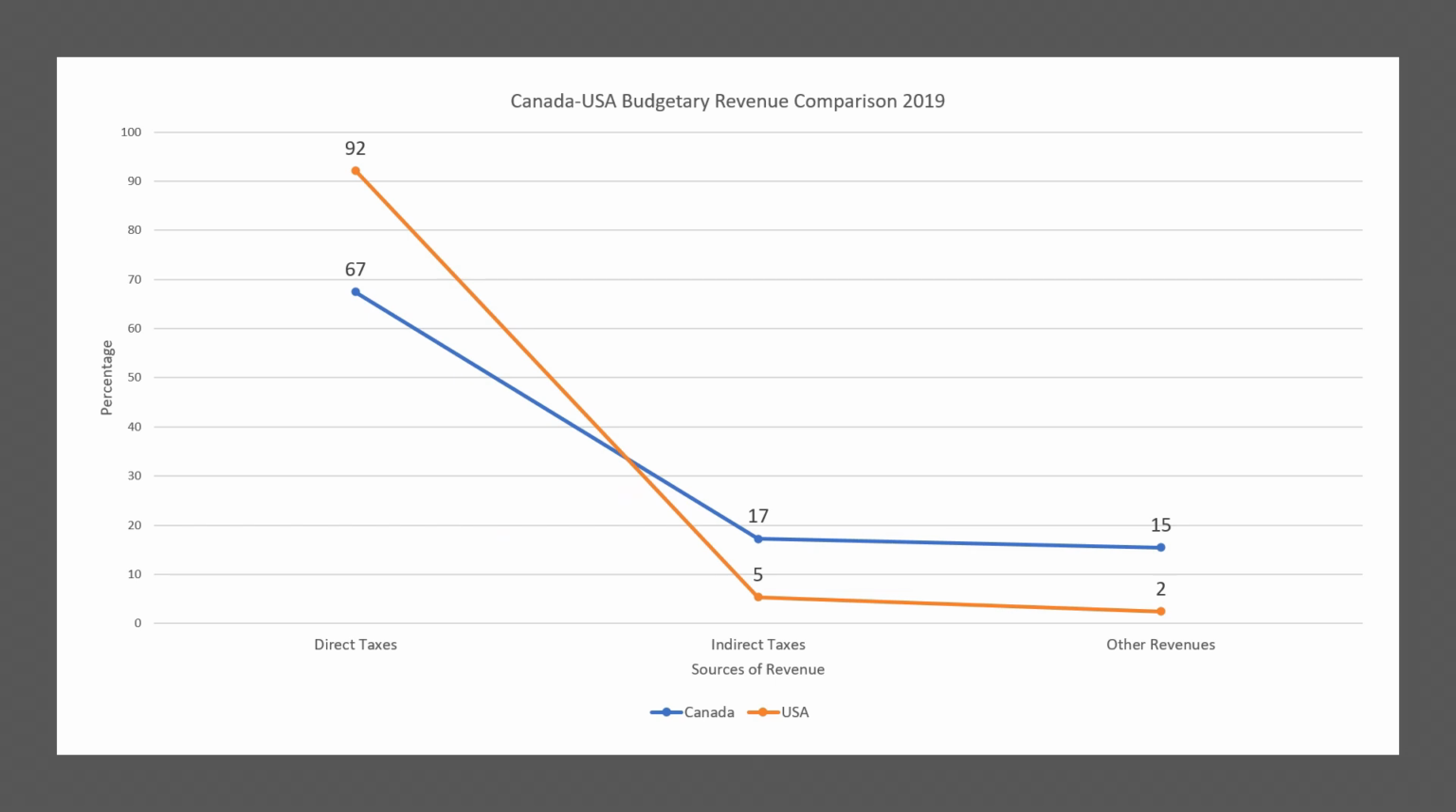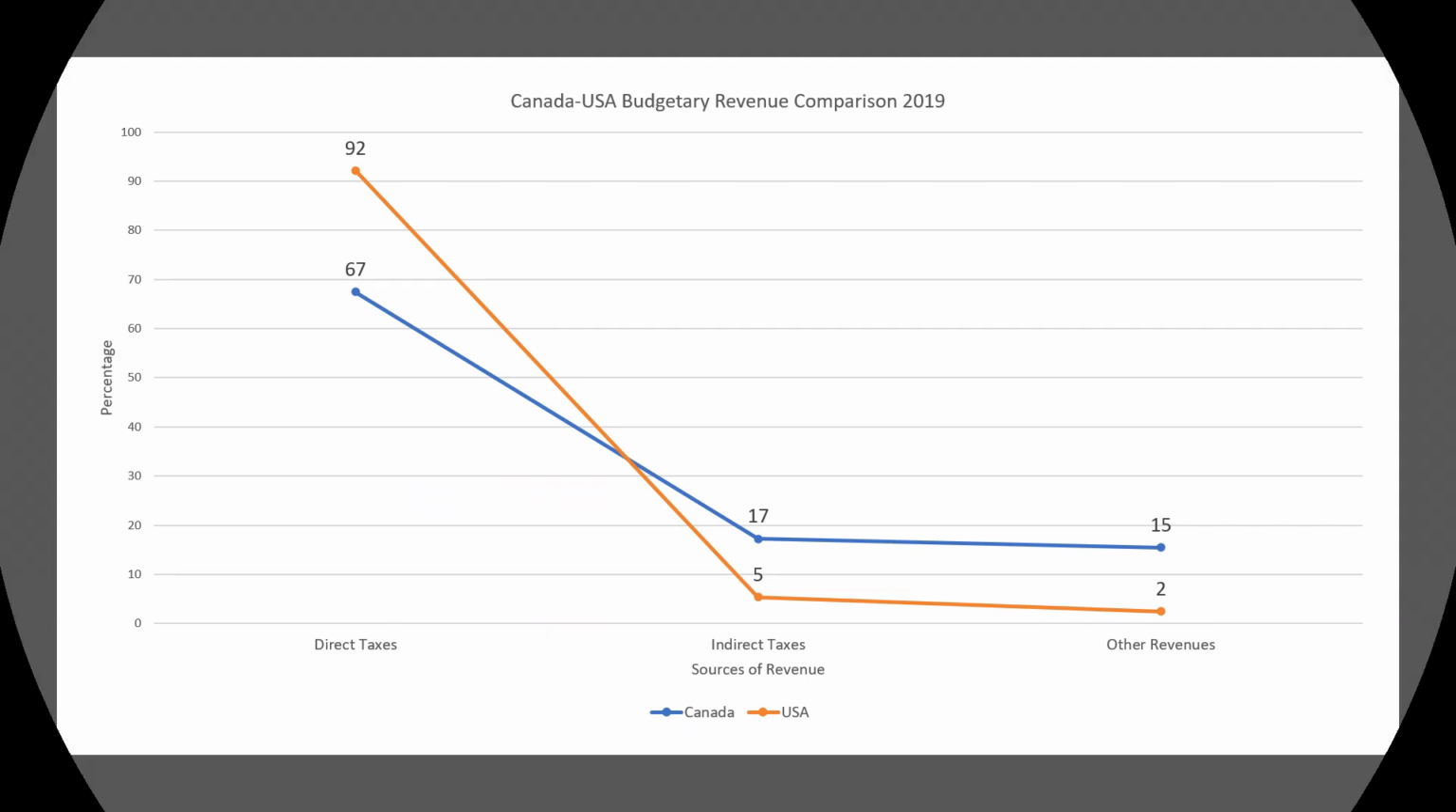One simple conclusion drawn from this analysis is that in USA the gap between direct and indirect taxes is almost 87%, while in Canada this gap is only 50%. This may imply that USA has a more progressive taxation system than Canada.